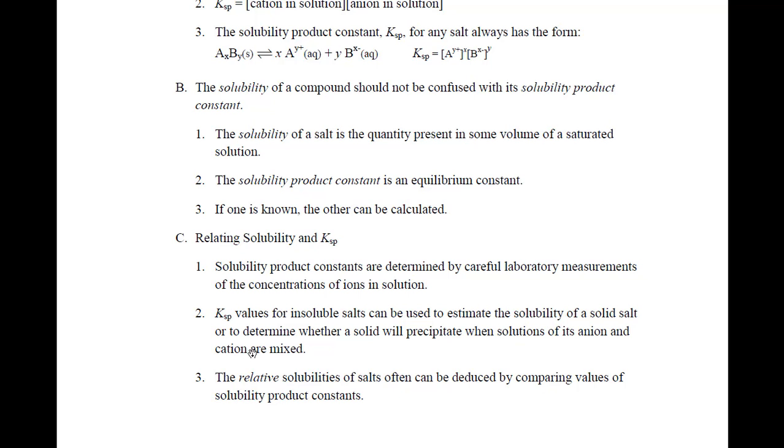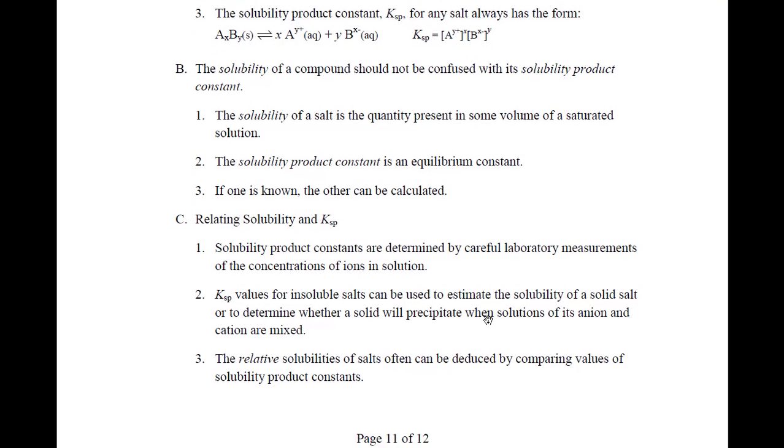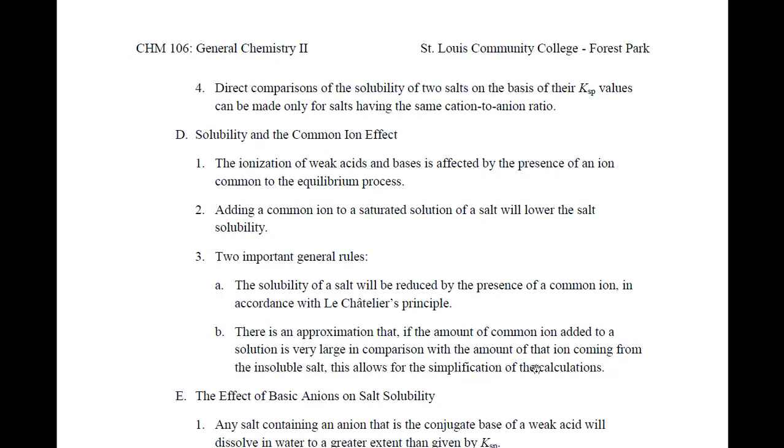The relative solubilities often can be deduced by comparing values of solubility product constants, meaning how soluble one salt is compared to another. Direct comparisons of the solubility of two salts can only be done if they have the same cation to anion ratio. But none of this helps you solve problems for the exam. So let's go ahead and do some lecture problems.